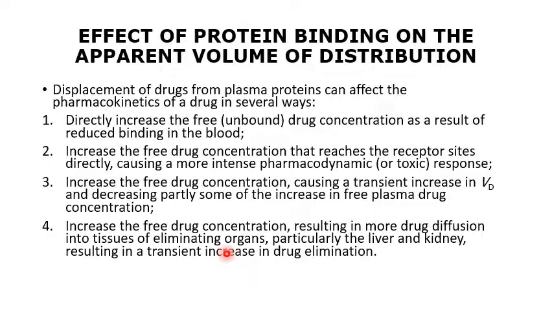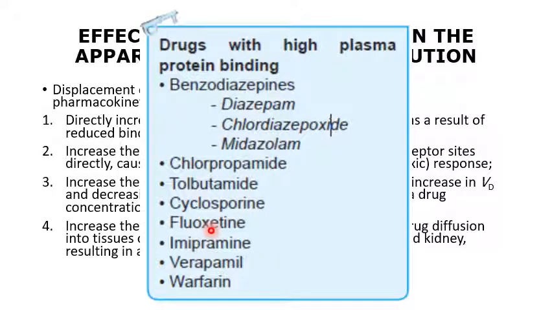Also, increasing the free drug concentration within the plasma means more drug can diffuse or reach the tissues of elimination, like the kidney or the liver, and therefore more of the drug will be eliminated. This is important because the protein-bound drug cannot be eliminated or reach these elimination organs. So free drug is the only form of drug that can be metabolized or excreted within the kidney and eliminated out of the body. Here we have a list of drugs that have high plasma protein binding.